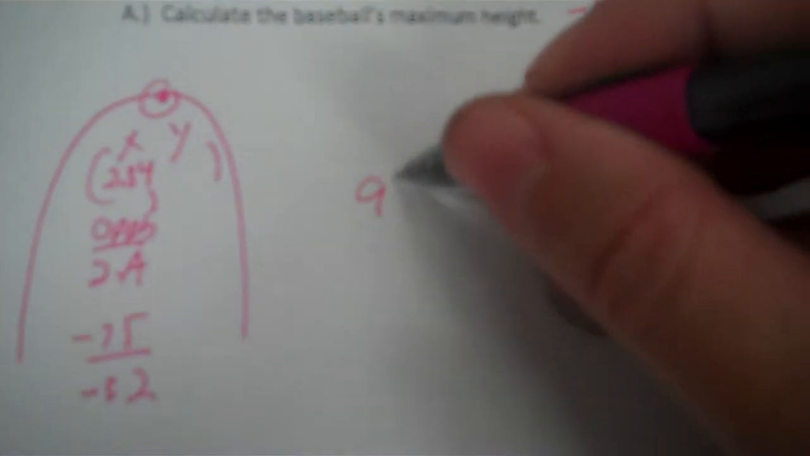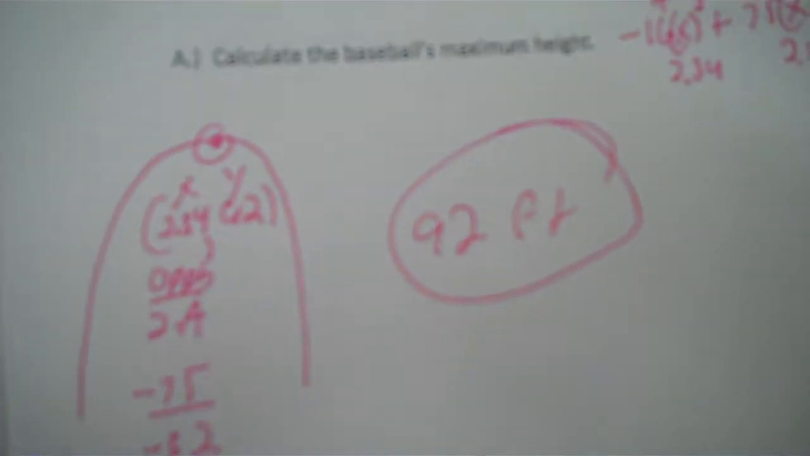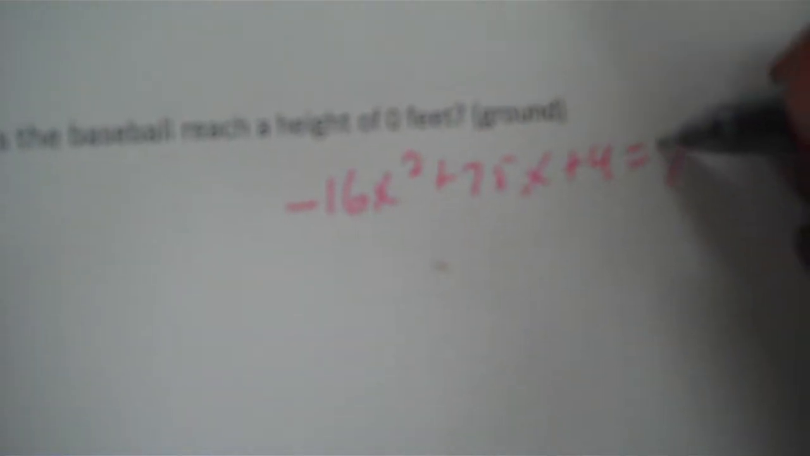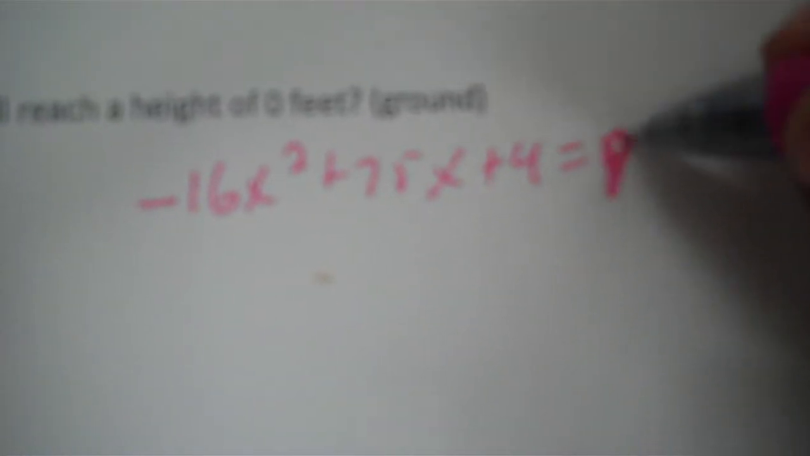I ended up with 92 approximately, so 92 feet is the max height. You put a 92 in there. Alright, now my next problem: after how many seconds does a baseball reach a height of 0 feet? So I mark that, 0 feet. So negative 16x squared plus 75x plus 4 equals y. And we put 0 feet in for y.